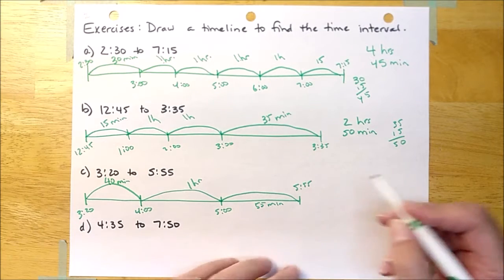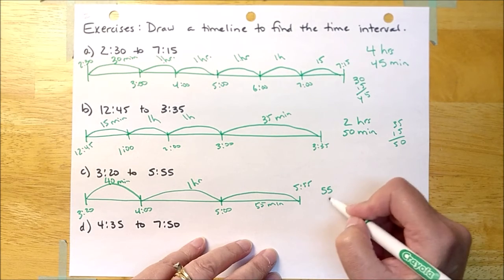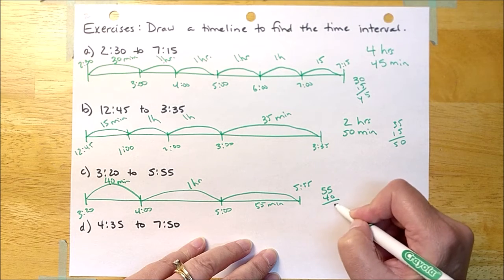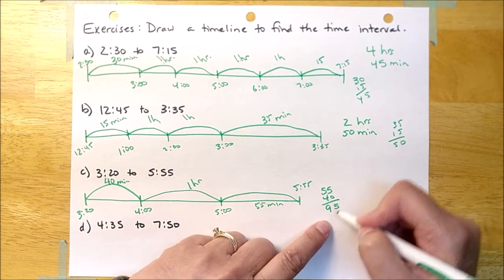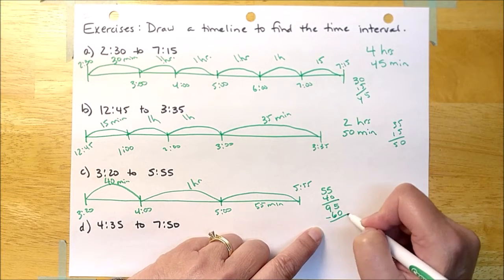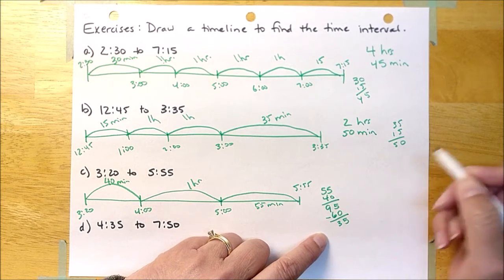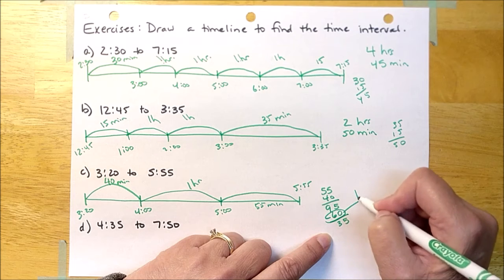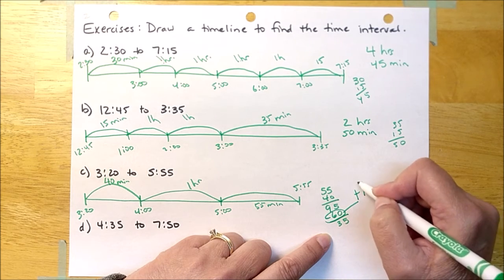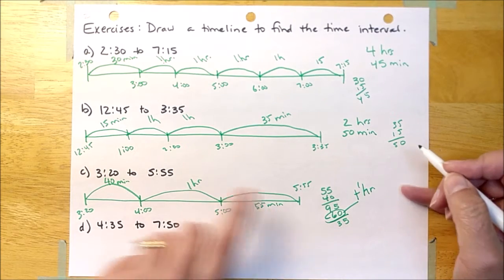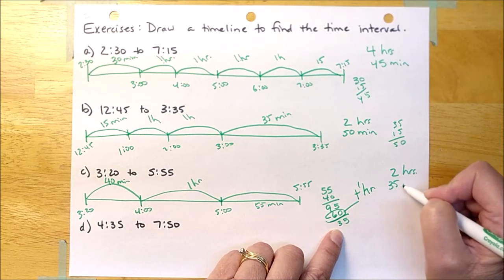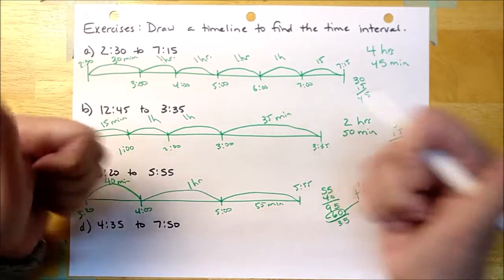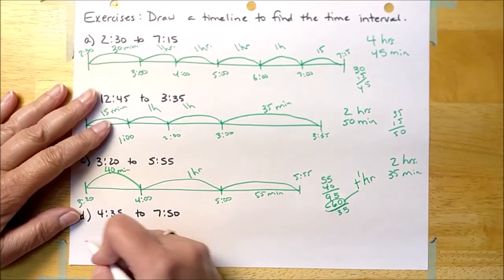So I'm going to add my minutes together first because I know they're going to be greater than 60. That's 95 minutes. So I know that I can't have 95 minutes, so I'm going to take away 60 minutes, which was 1 hour, and I'm left with 35 minutes. So I have to add 1 hour. So I got 1 hour plus 1 hour is 2 hours, and I'm left with 35 minutes. Wow. Oh, awesome. Last one.